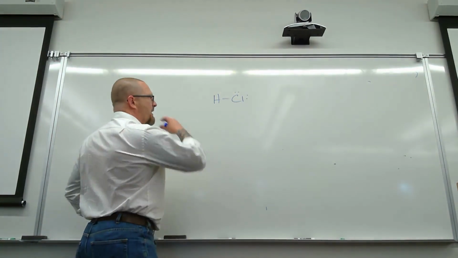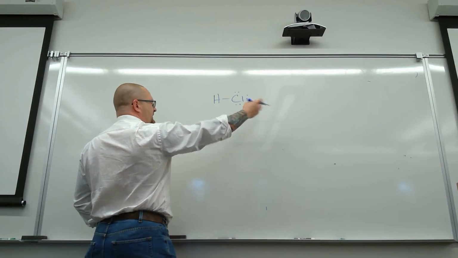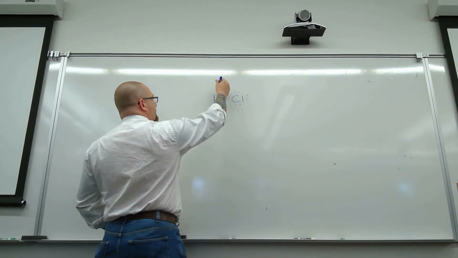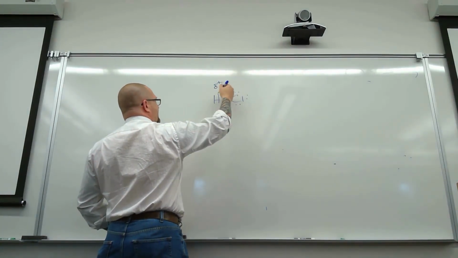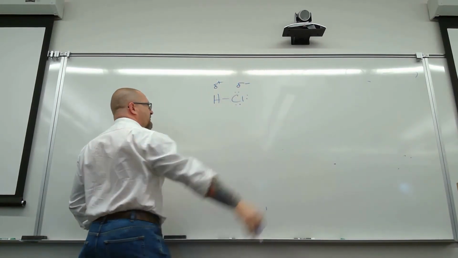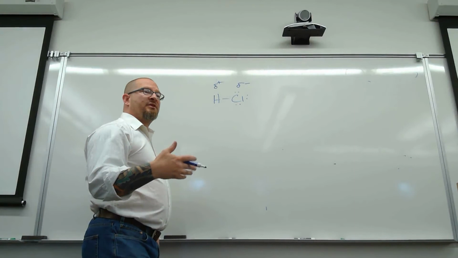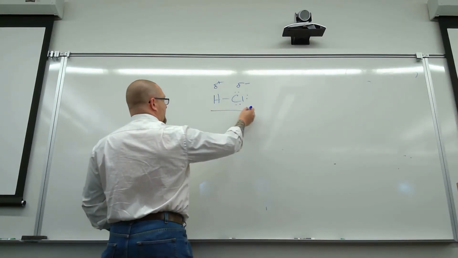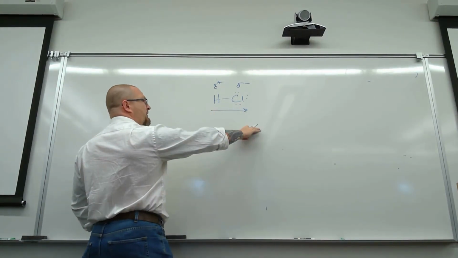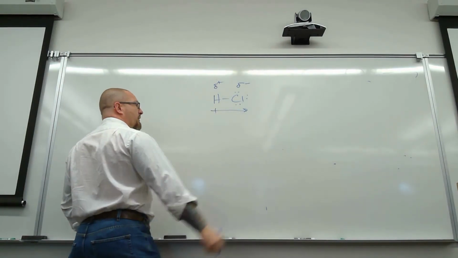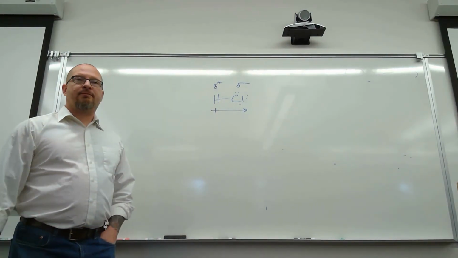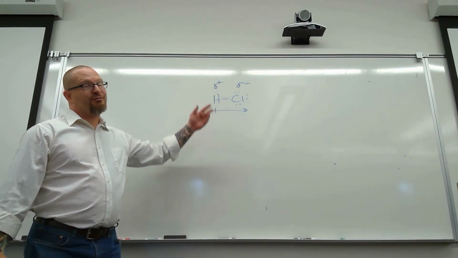Because of this, you're going to get a partial positive charge on the proton and a partial negative charge on the chlorine. We draw this as a dipole within the bond as an arrow pointed towards the electron density with a little cross on the back, which is a positive charge.